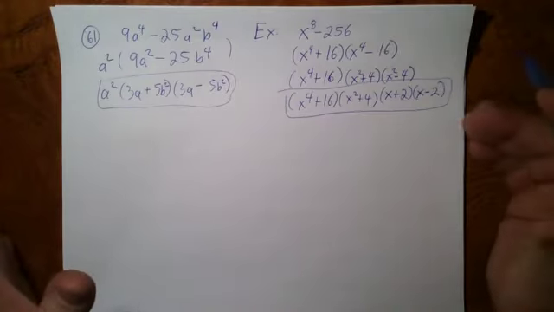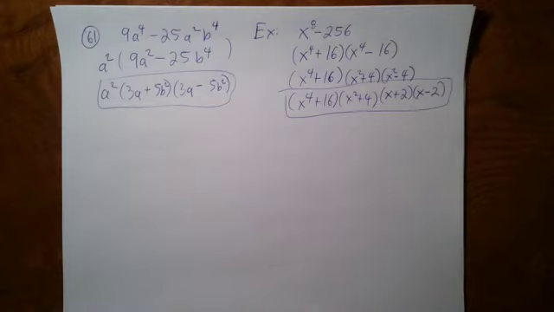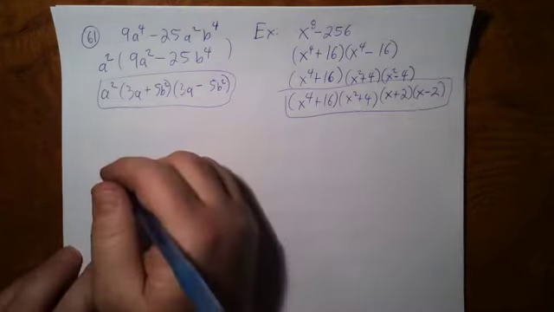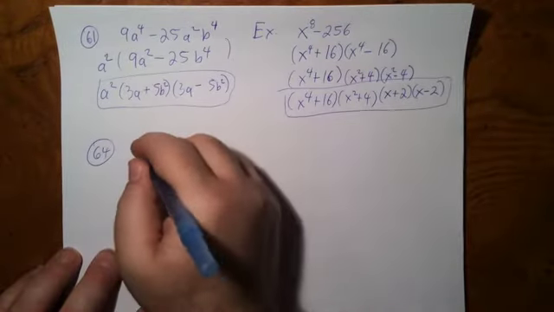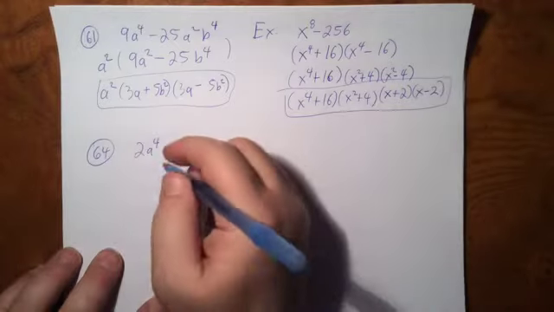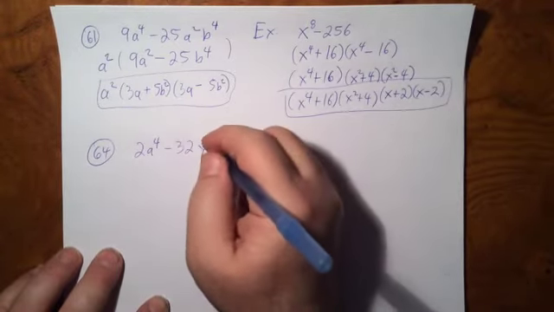Factoring the difference of perfect squares is not a terribly difficult type of factoring, but I do like to throw a few questions that can sometimes look a little out there. Let's look at a few more of those. Number 64. We have 2a to the 4th minus 32y to the 8th.